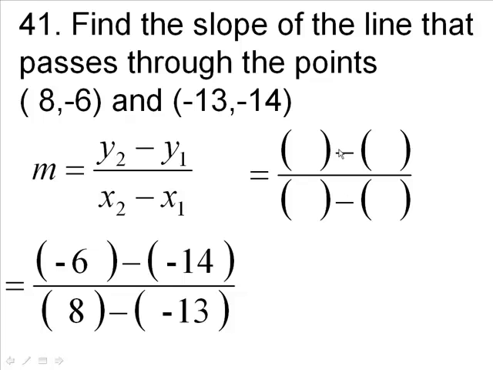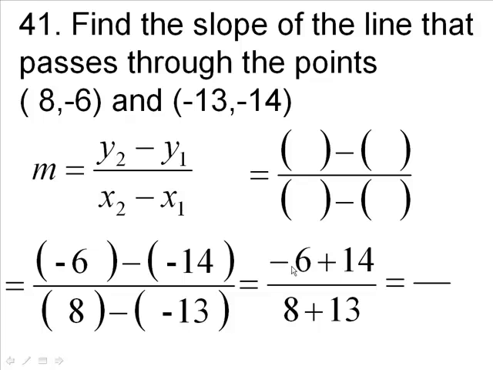Plus, I like this form right here because then whatever these signs are right here, I get to copy them. I get to just copy the numbers straight in here. Okay? So we're going to have -6, and the opposite of a -14 is a what? The opposite of a negative is a plus. Same thing down here. You have your 8, and the opposite of a negative is a plus. That gives you 14 minus 6 is 8 on the top, and 8 plus 13 is 21. And that's the slope of my line.